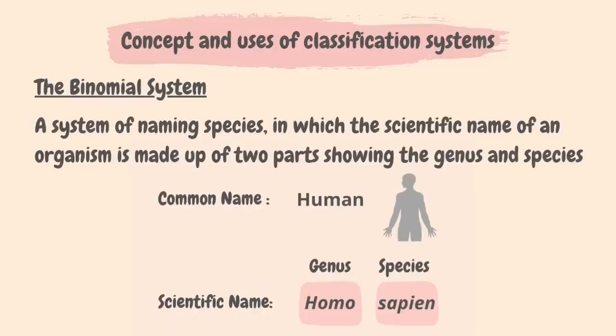In this system, the scientific name of an organism is made up of 2 parts, starting with the genus, which always starts with a capital letter, and followed by the species, starting with a simple letter. When typed, binomial names are always in italics, which indicates they are Latin. Example, Homo sapiens. Let's learn about dichotomous keys.